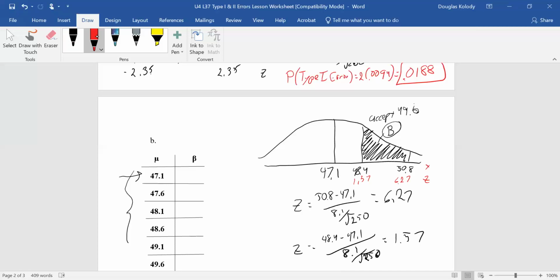If I look up 1.57, I get an area of 0.4418. 6.27 is off the charts, so I get 0.4999. So to find my area here, I'm just going to do 0.4999 minus 0.4418. And I'll get my resulting area of 0.0581. And that is what goes right here. That's your homework tonight. Continuing to do that for all of these other values.